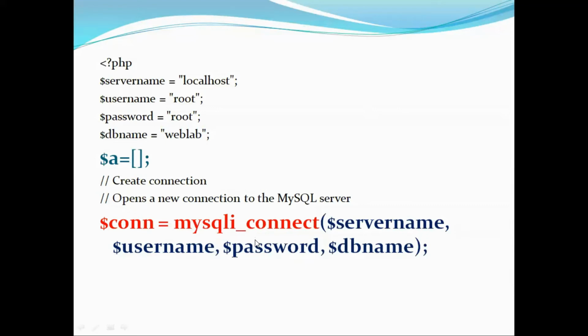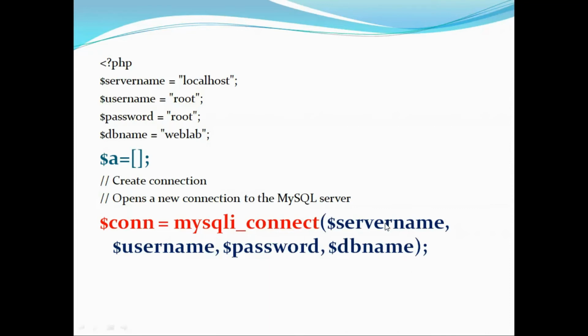This connects a script to the MySQL server. This function takes 4 parameters, all of which are optional. The first parameter is the server name, which is the host or the URL of the database server, the host that is running MySQL. The default is localhost. Usually we take it as localhost.